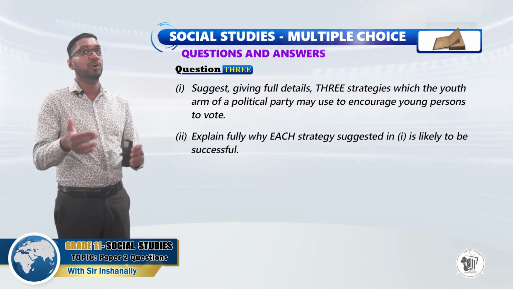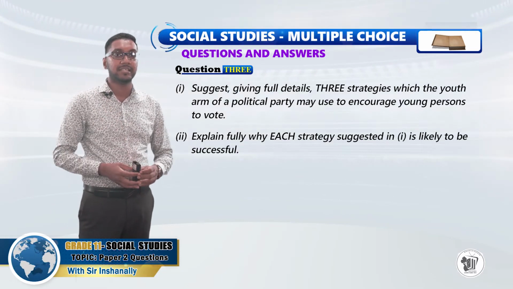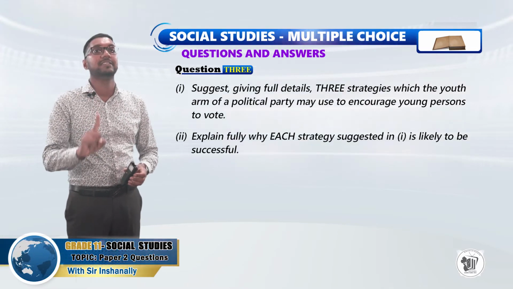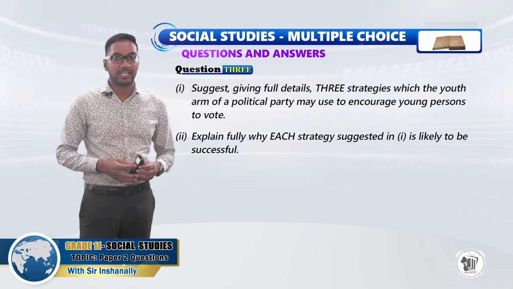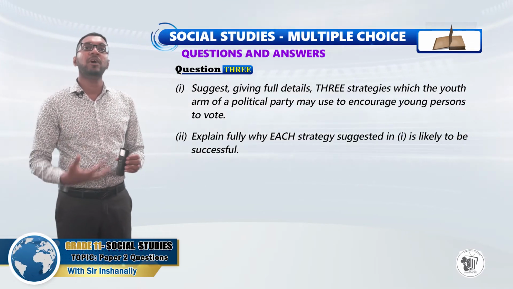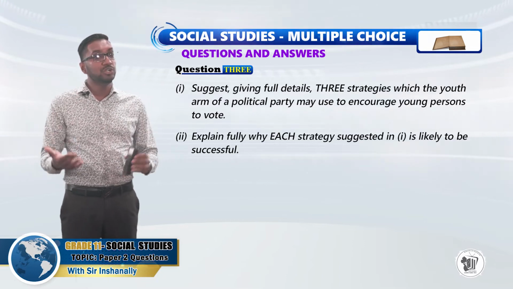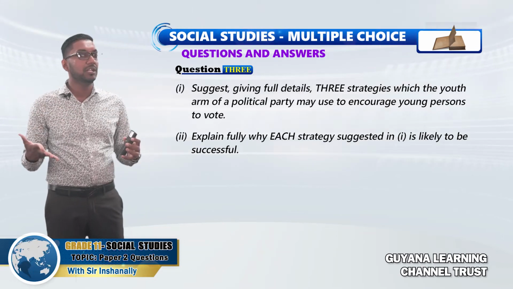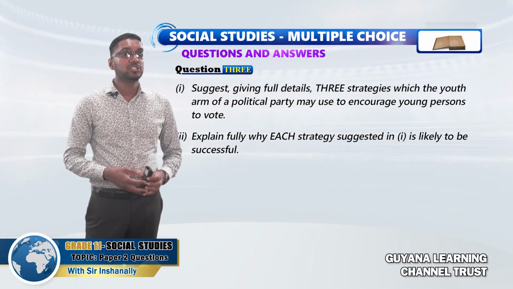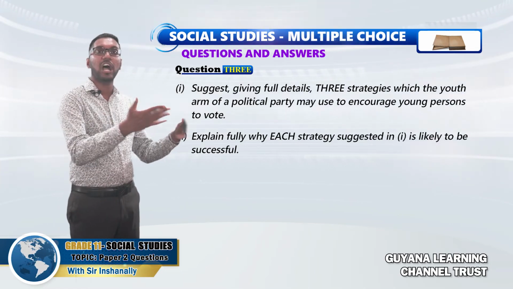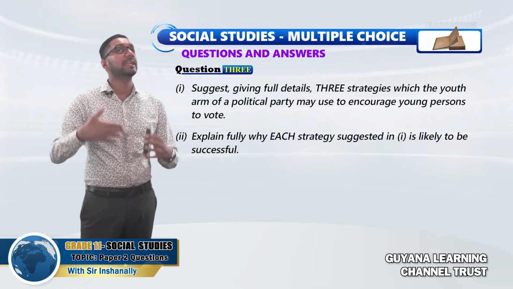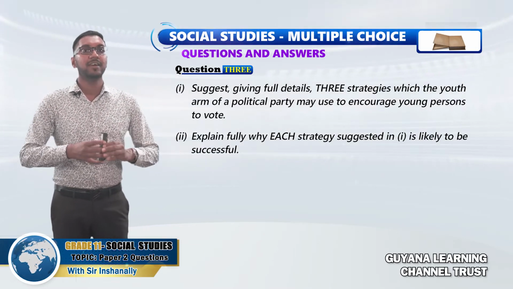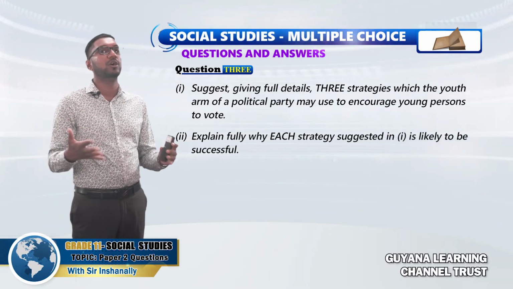You must let us know why the strategies you've selected will be successful. But first, you must give full details of those strategies. And these are strategies that relate to the youth arm of a political party, what they could use to encourage young persons to vote. Sometimes many young people are discouraged from voting. So if you are a political party and you have a youth arm, what are some strategies you may employ to ensure that young people go out and vote? How can we get them out to vote?